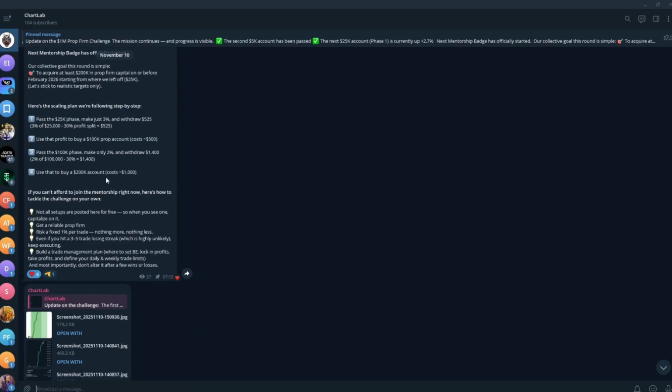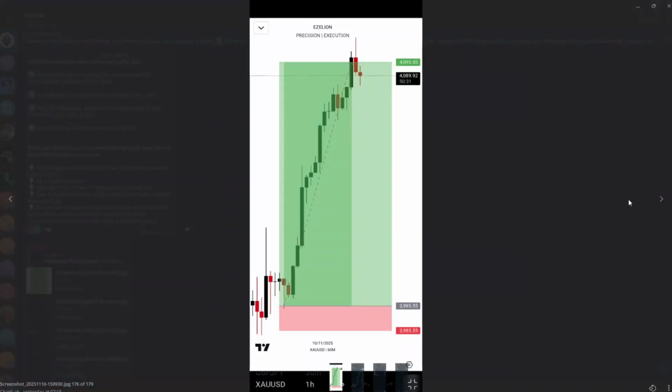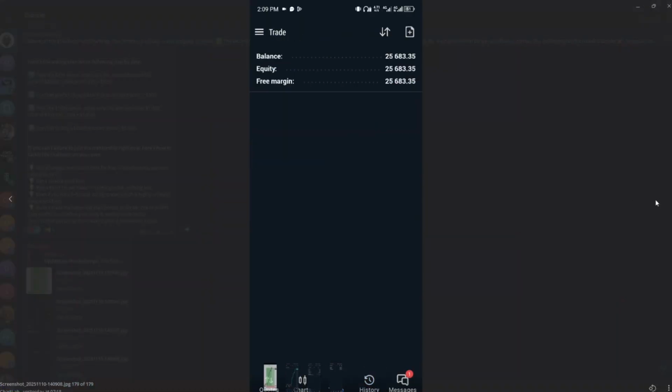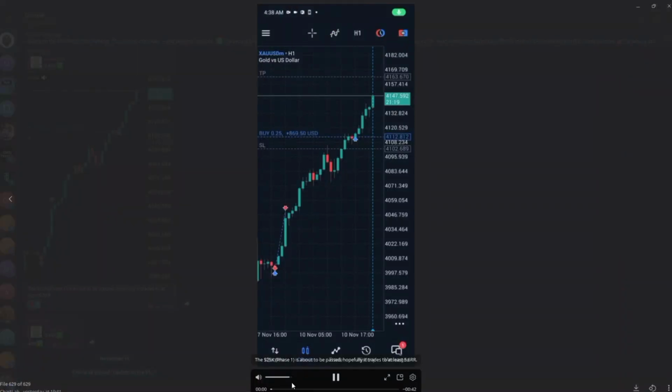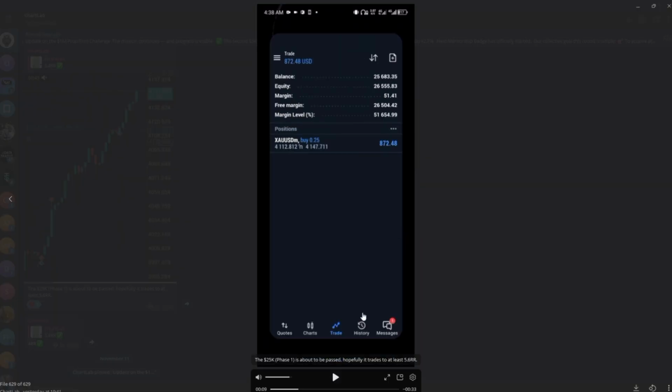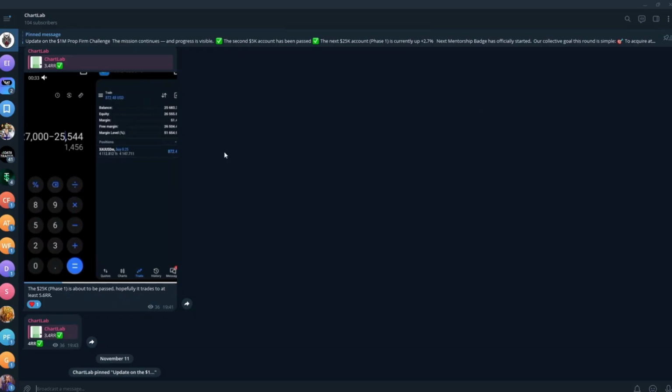So if you guys are interested in it, and this is actually the proof of it, you can go through it. You can see this is actually the proof of the next 25K we have, but this one is up only 2.7%. And if you scroll down, this is actually a trade that I took on it, as I'm about to pass a trade that is currently running and about to be passed, right?